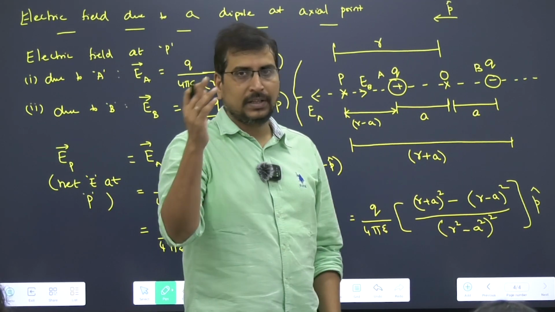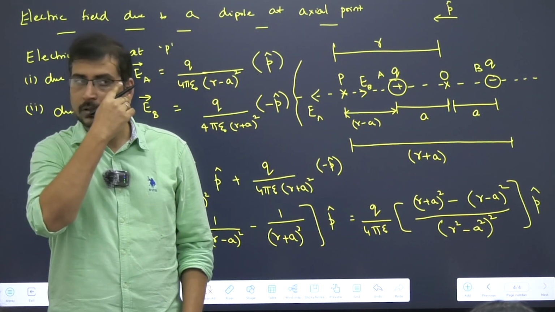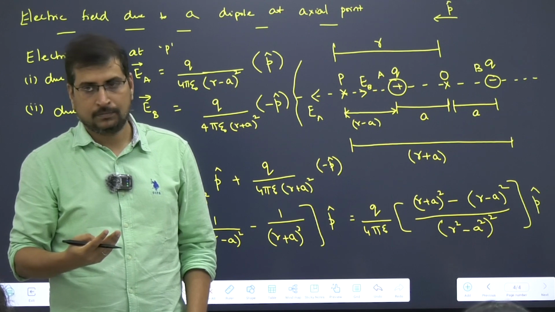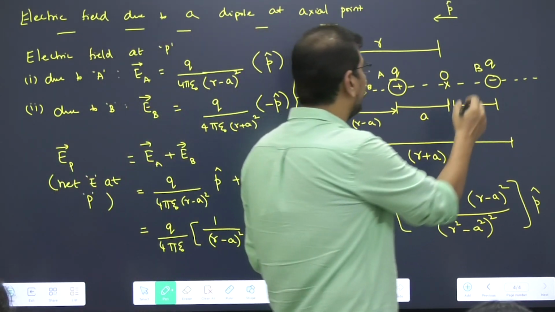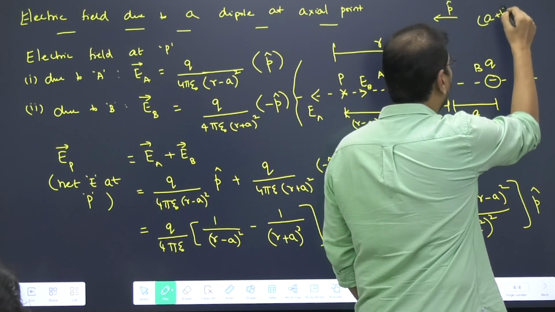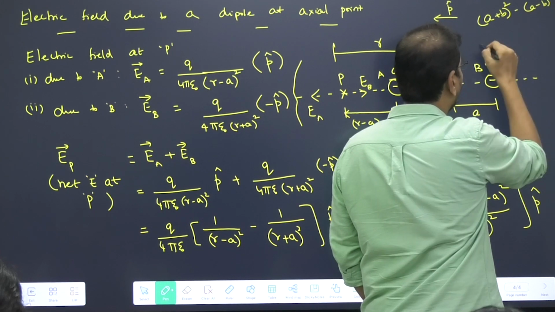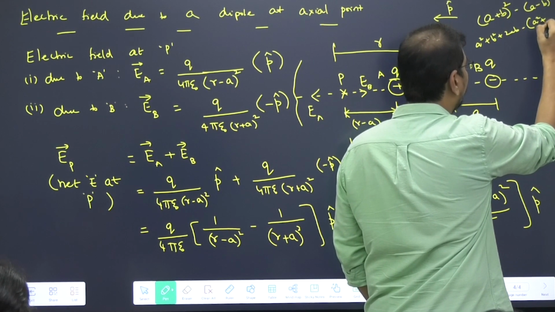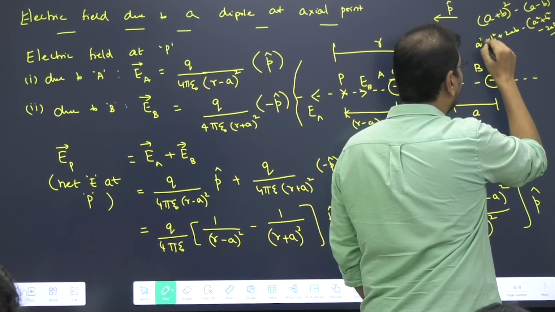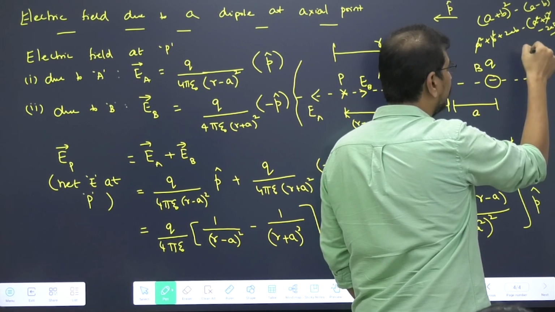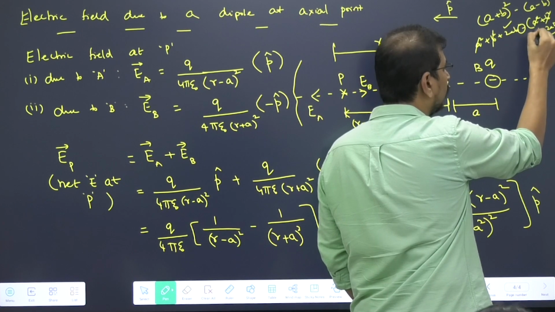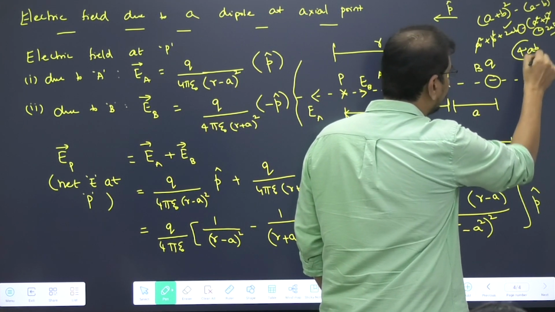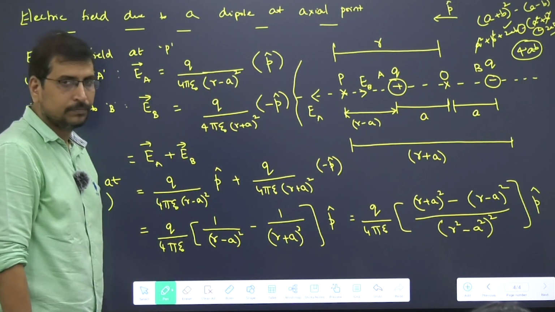What will get cancelled? a square is gone, b square is gone. 2ab will get added to 2ab, which will give you 4ab. So it's very simple, right? (a + b)² − (a − b)² is a² + b² + 2ab minus (a² + b² − 2ab). The a² and this a² are gone, b² and this b² are gone, 2ab will get added to 2ab. So it will give you 4ab. This is an identity, right? Next time you can remember it, right?